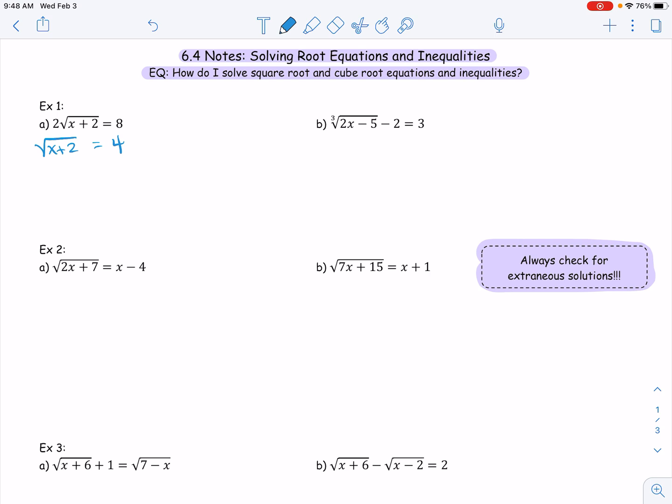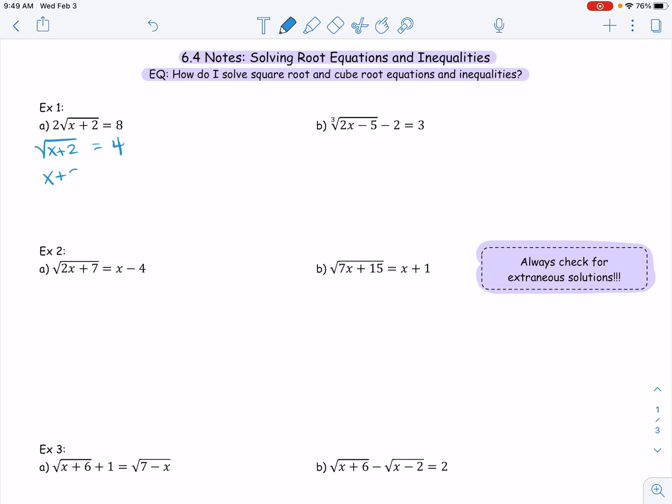Now, how do I get to the x? Well, there's a square root in my way. To undo the square root, I'm going to square both sides. Squaring a square root gives me just what's underneath. Squaring 4 gives me 16. And now all I need to do to solve for x is subtract the 2, and I get x to be 14. I do want to check to make sure that is not an extraneous solution.